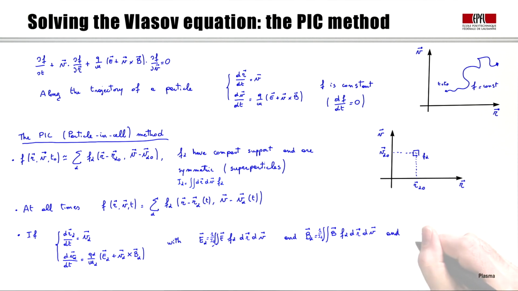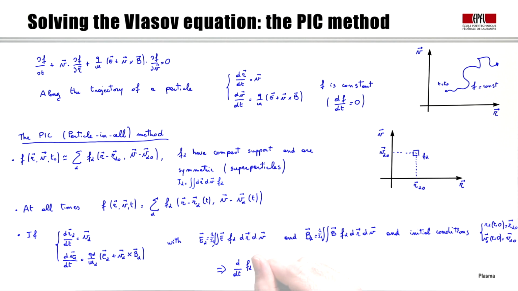imposing the initial conditions, then we have that if we try to evaluate the convective derivative d over dt of f alpha, as R alpha and V alpha follow this equation, then this will be approximately equal to 0, which means that f defined as the sum over all superparticles is a solution of Vlasov.